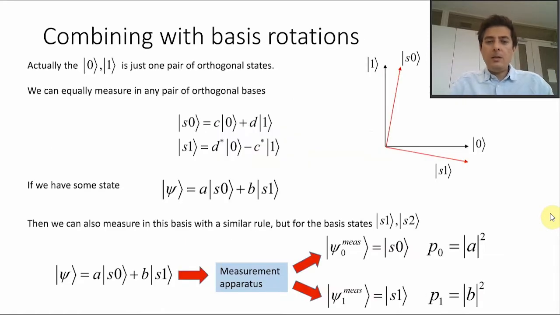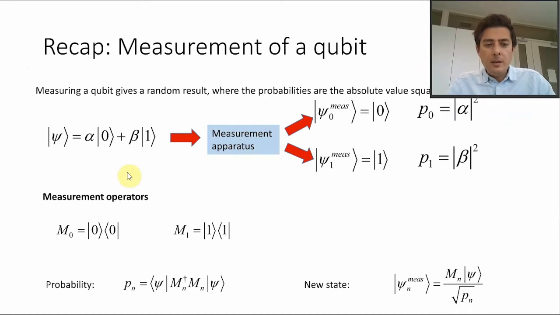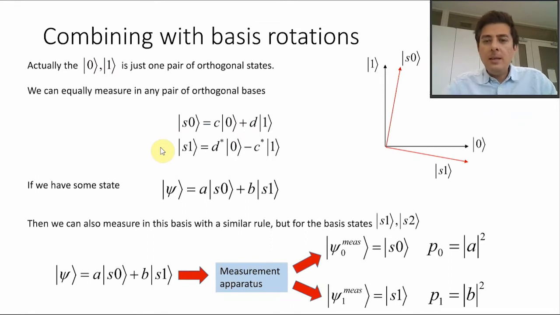So we're going to, as I said, combine this idea with basis rotation. So in fact, we don't really have to always be measuring 0 and 1. Actually, we can equally measure any pair of states so that they are orthogonal. So this 0, 1 is actually just one example of a type of measurement that we can make. We can equally measure in, say, a pair of states here, which I'm calling S0 and S1. So, some random name for these two states. So state 0, state 1.